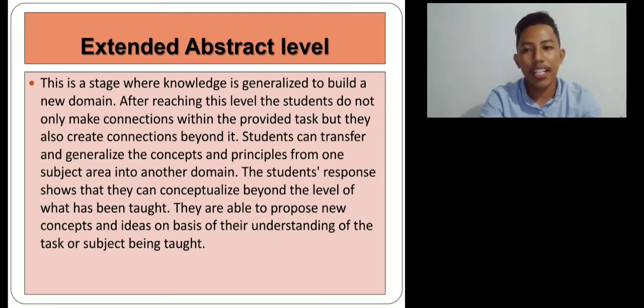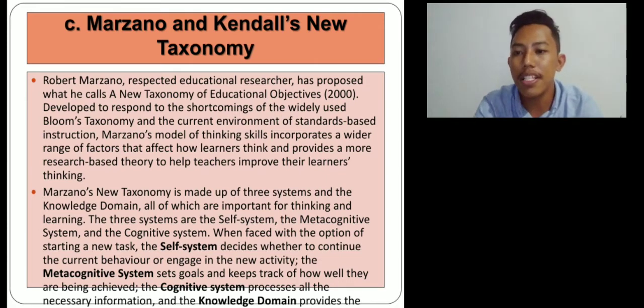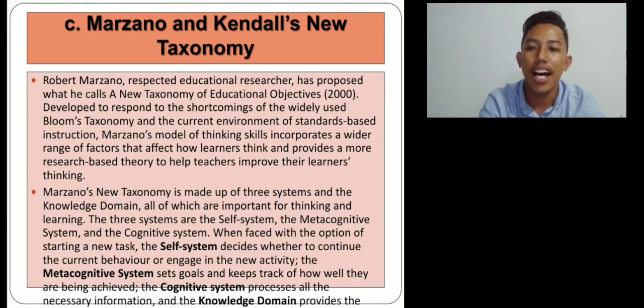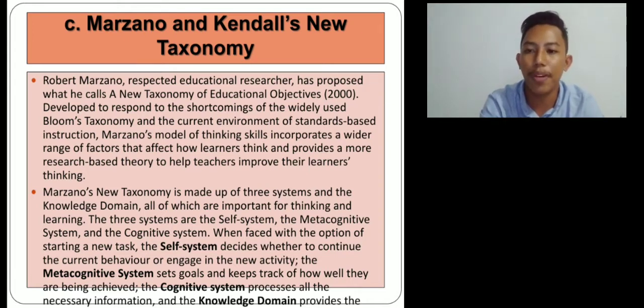So the last taxonomy that we are going to study is Marzano and Kendall's new taxonomy. Robert Marzano, a respected educational researcher, has proposed what he calls a new taxonomy of educational objectives, developed to respond to the shortcomings of the widely used Bloom's taxonomy and the current environment of standards-based instruction. Marzano's model of thinking skills incorporates a wider range of factors that affect how learners think and provides a more research-based theory to help teachers improve their learners' thinking.